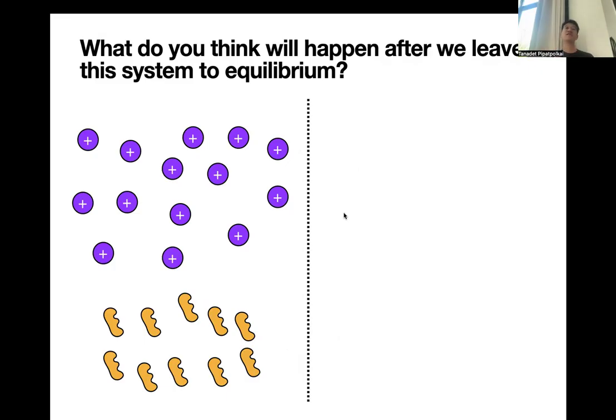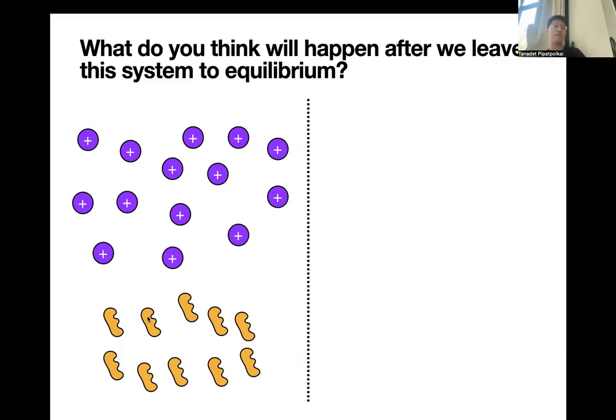If I left the system to equilibrate, what do you think will happen? I'll give you 20 seconds to think about this, and then we'll move on and work from there. Right, 20 seconds has passed, and now we'll be thinking about this together.